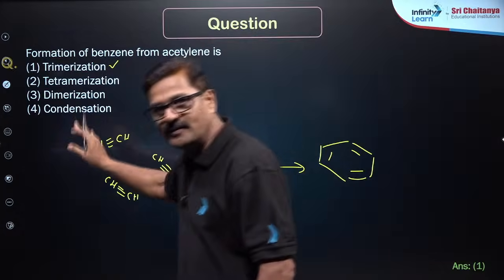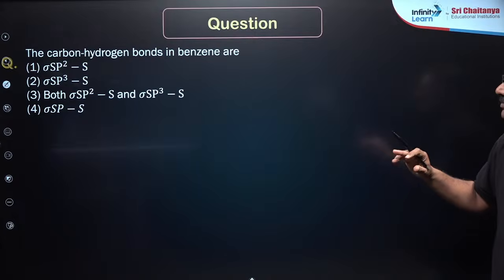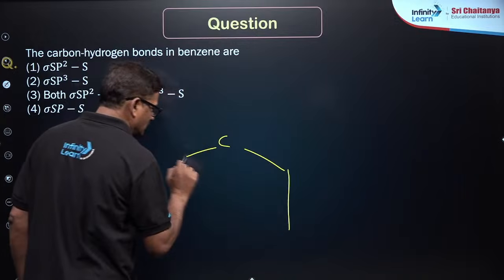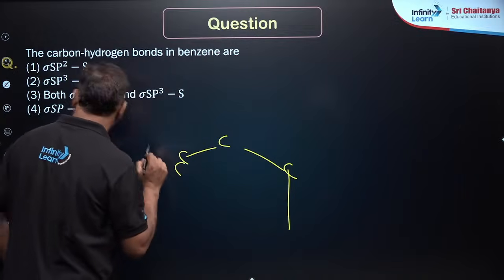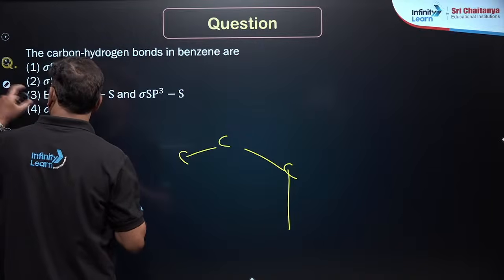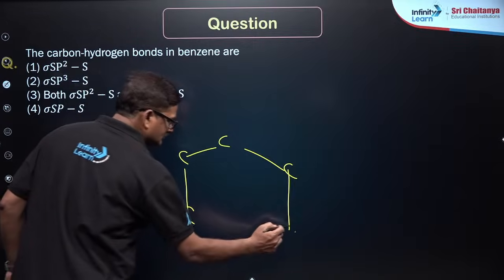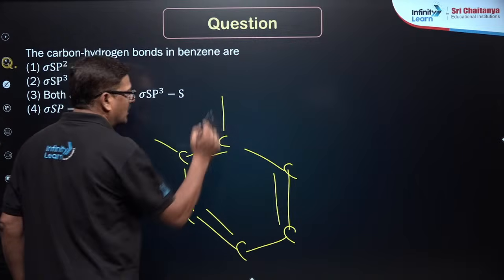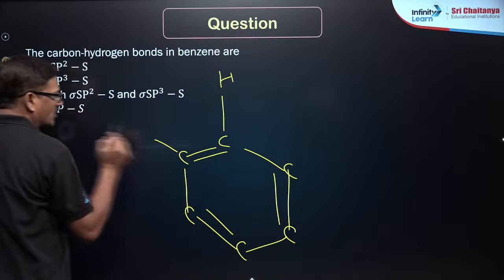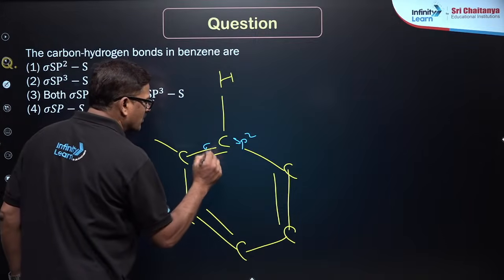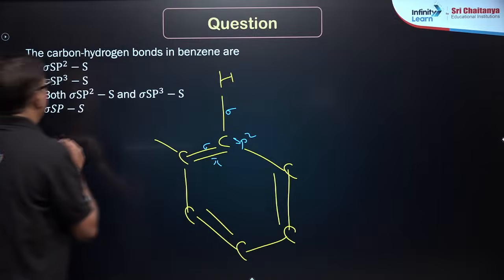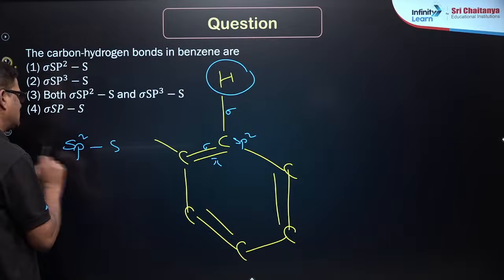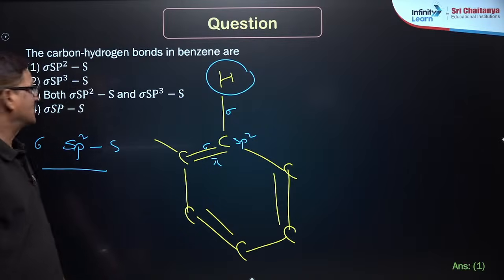Moving ahead, one more question, beta. The carbon-hydrogen bonds in benzene are... In benzene you see the carbon to hydrogen bond. This is going to be an sp2 carbon: sigma bond, pi bond, sigma bond. So sp2 with the s orbital, an sp2-s sigma bond is going to be formed. So the answer is going to be 1.